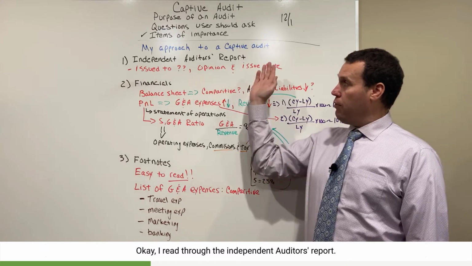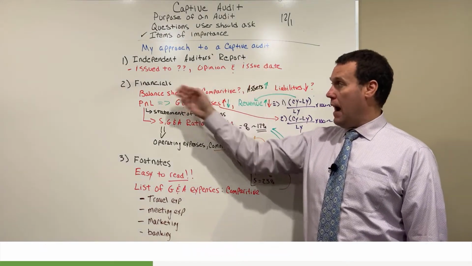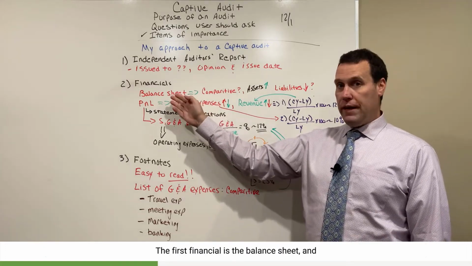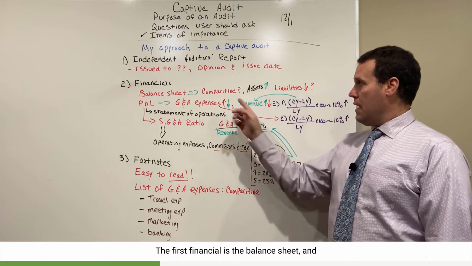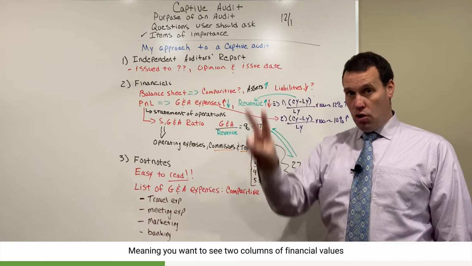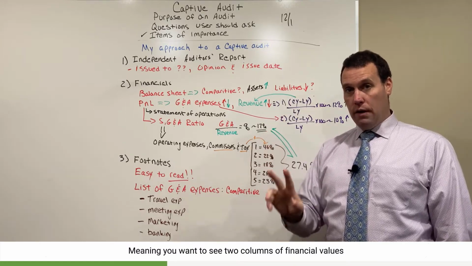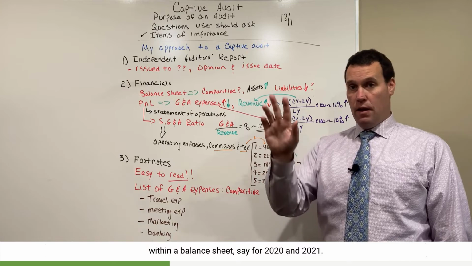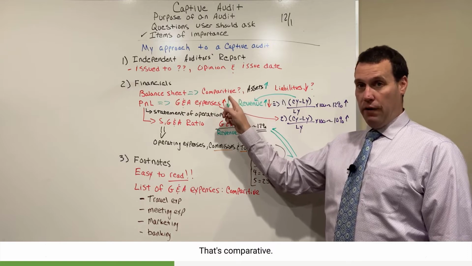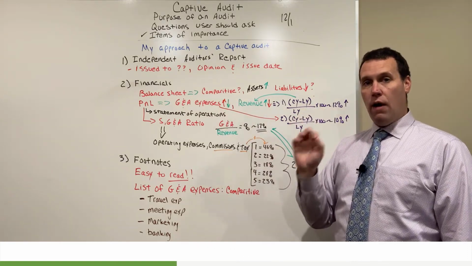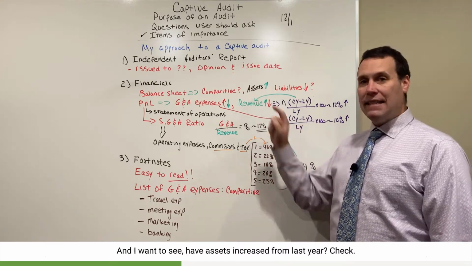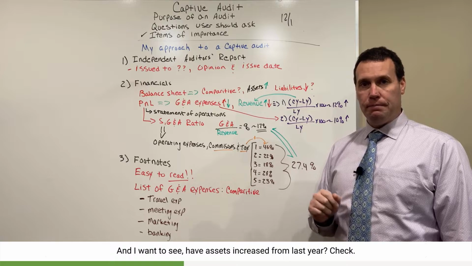Okay, I read through the independent auditor's report. I then jump to the financials, which is the next section. The first financial is the balance sheet, and you want to make sure it's comparative, meaning you want to see 2 columns of financial values within a balance sheet, say for 2020 and 2021. That's comparative. Then my eyes gravitate towards the asset section, and I want to see, have assets increased from last year? Check.